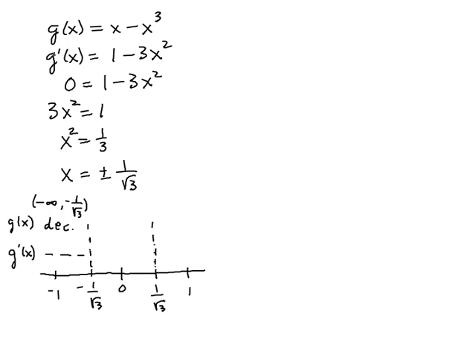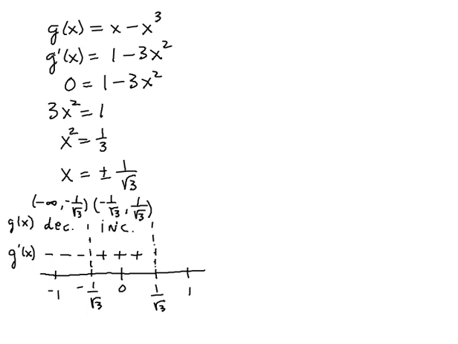Now looking at the middle section there, putting 0 in for x, the first derivative is 1, and that's positive, and that means for all the values in that interval, the derivative is positive, which says that the original function g of x is increasing. So g of x is increasing on the interval from negative 1 over the square root of 3 to positive 1 over the square root of 3.